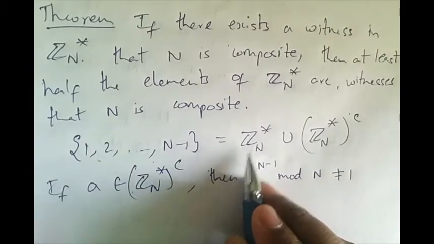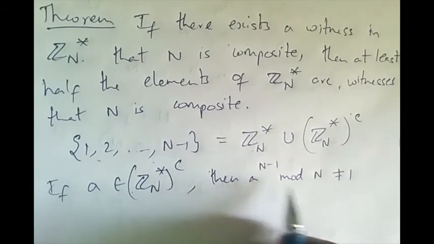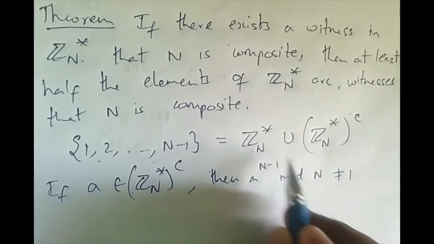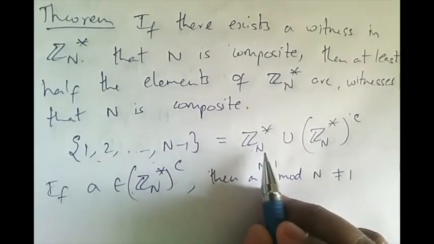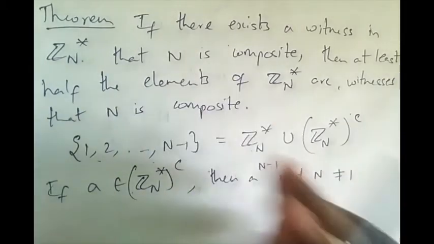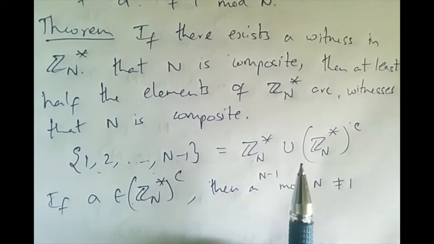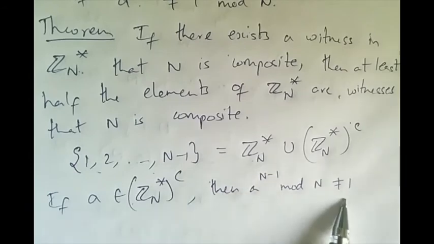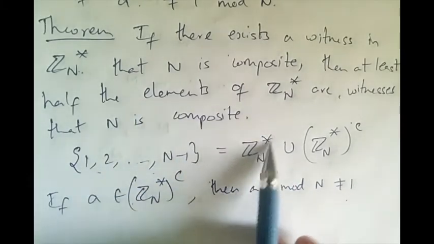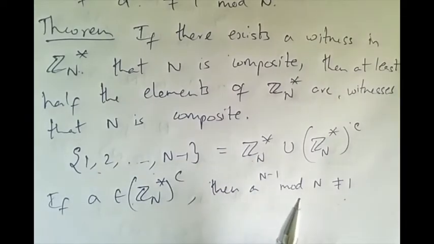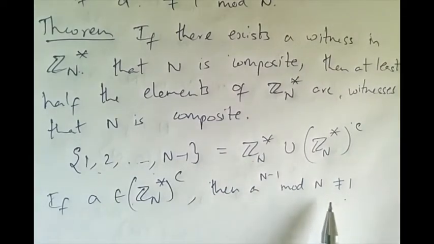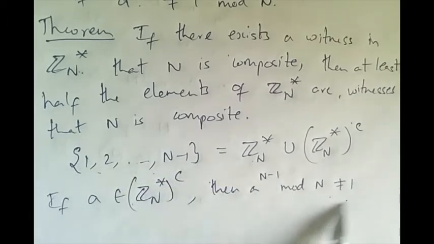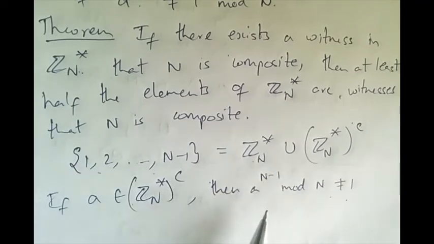So a raised to n minus 1 may or may not be equal to 1 if a falls in this, even if n is composite. But what this theorem is saying is that if there exists at least one a in Zn star such that a raised to n minus 1 is not equal to 1 mod n, then at least half the elements in this set will also give a raised to n minus 1 mod n not equal to 1. Now, as soon as I find an integer in this range for which this inequality holds, I know that n is composite.